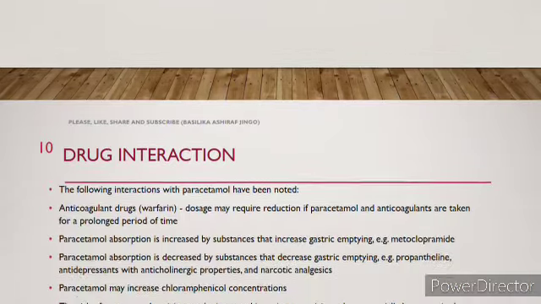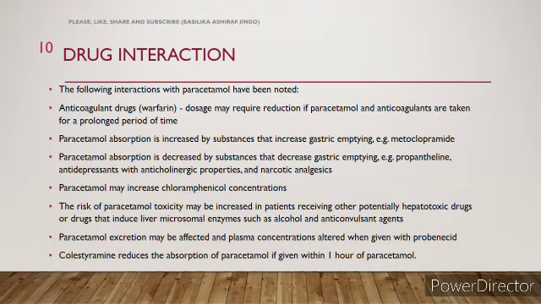Then we talk about the drug interactions. These are some of the interactions I got. First is the anticoagulant drugs. Dosage may require reduction if paracetamol and anticoagulants are taken for a prolonged period of time. So anticoagulants, we are talking about drugs like warfarin. Where you feel there is a term you have not understood, you can research the term so that you understand very well.